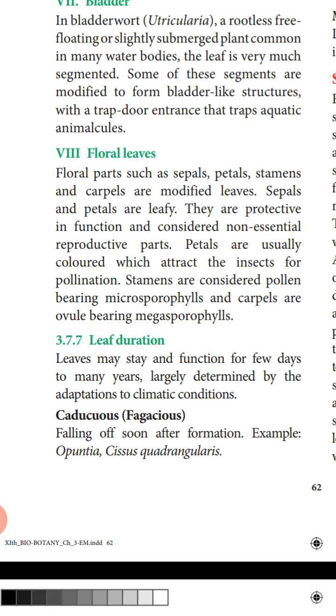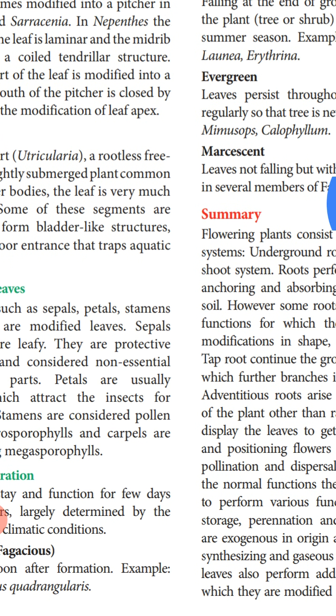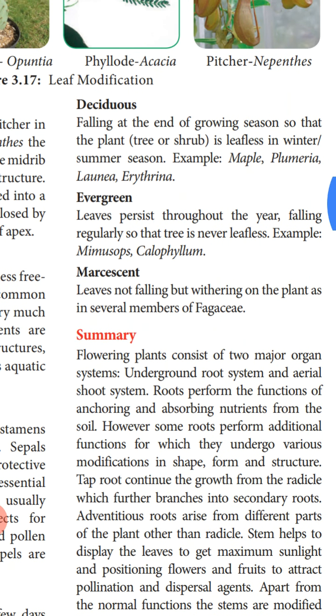First one is caducous. Caducous means falling off soon after formation. So immediately after the formation of the leaf, the leaves fall down. Such type of leaves are called caducous leaves. Caducous means they will shed down immediately after their formation. Example in Opuntia or Cissus quadrangularis. Cissus quadrangularis is Pirandai. So in that we can find the leaves immediately fall down after the formation. That is caducous.